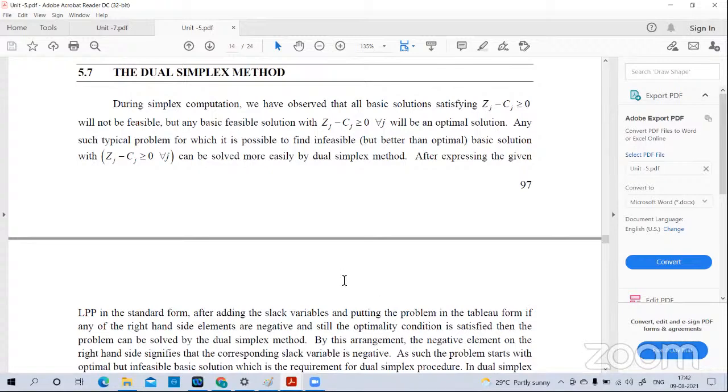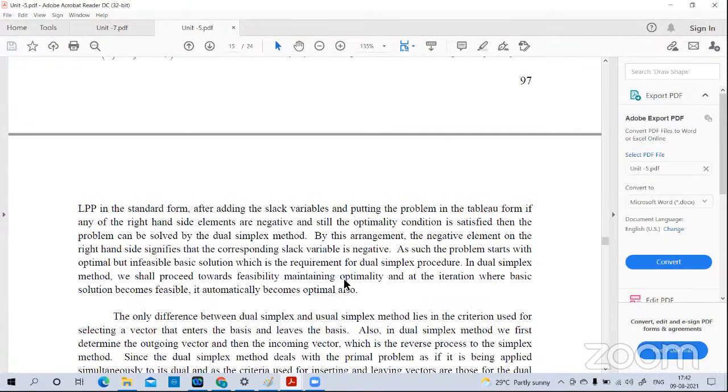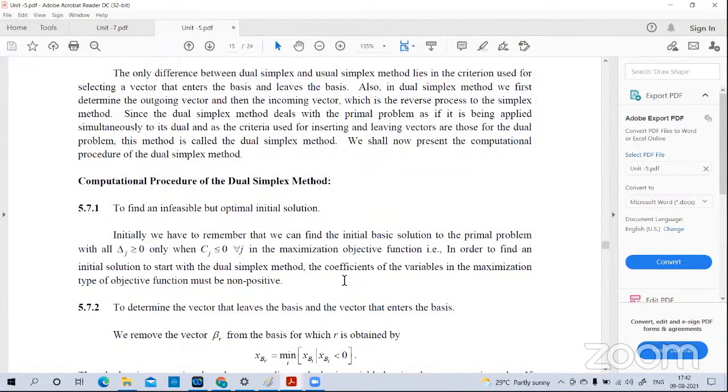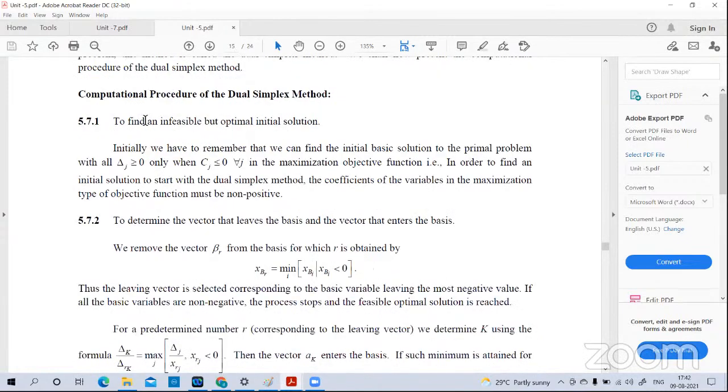This is the dual. So here the two-phase method can also be applied, and the big M method can also be applied. Next, it is the computational procedure of the dual simplex method. It is the same.